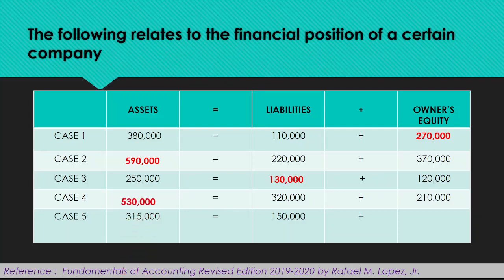For case number 4, what would be our answer? The answer is 530. And for case number 5, can you guess the correct answer? Yes, you're right. The answer is 165,000. To check that one, 165 plus 150 equals 315. Now let's proceed to the next problem.